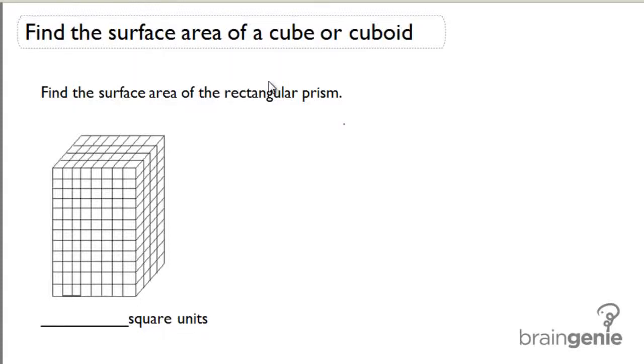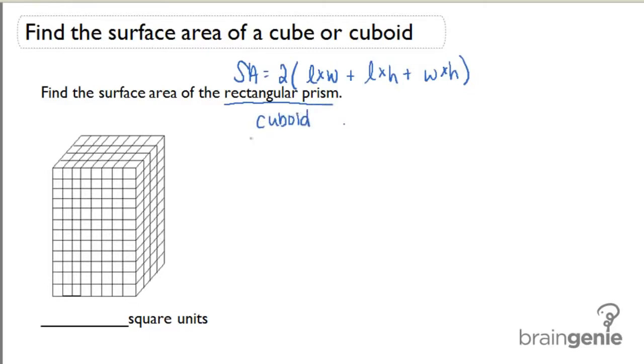To find the surface area of a cube or a cuboid, we're going to use that same formula from the previous example. Surface area equals 2 times length times width plus length times height plus width times height. Let's use this formula to find the surface area of the below rectangular prism. Remember, a rectangular prism is the same thing as a cuboid.